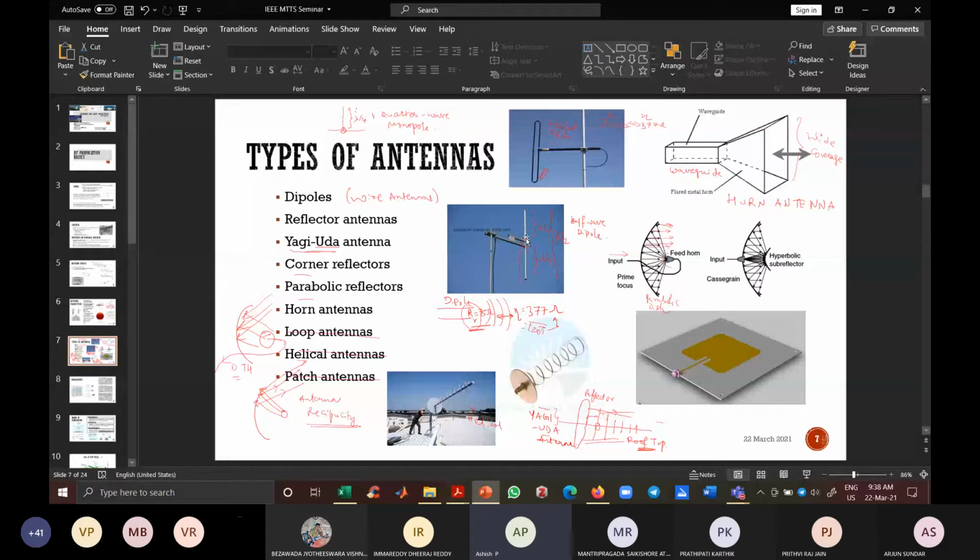Here also dipole is a general thing, but if you are able to maintain the upper arm as lambda by 4 and the below arm as lambda by 4 again, then the overall length will be lambda by 2. For that, we call it a half wave dipole.